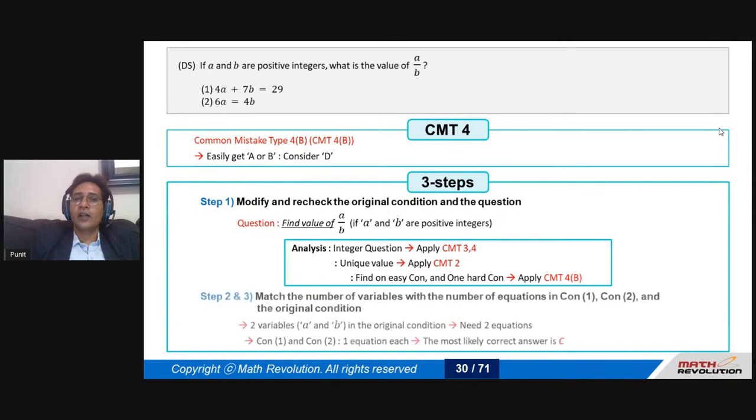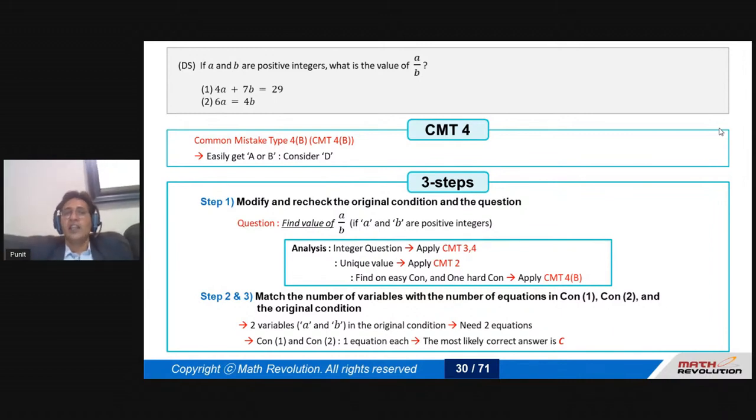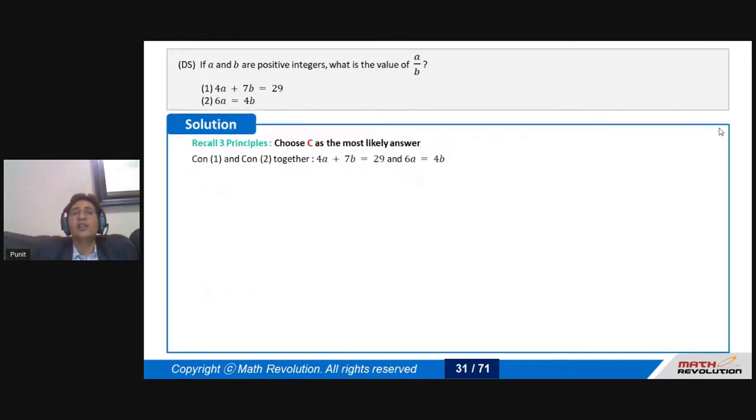The first particular step is to modify. There's nothing much to modify in this question. It's A over B. It's an integer question. We have to remember this. We need to find the unique value of this. So, that is also one case. And statements 2 and 3 that we do, it's a two variable question, A and B. Answer looks to be C.